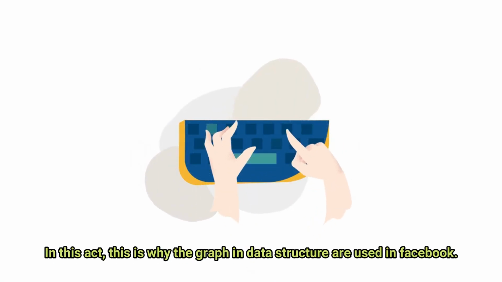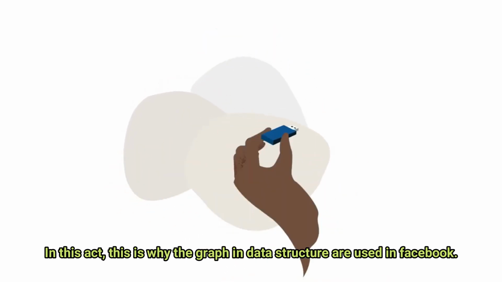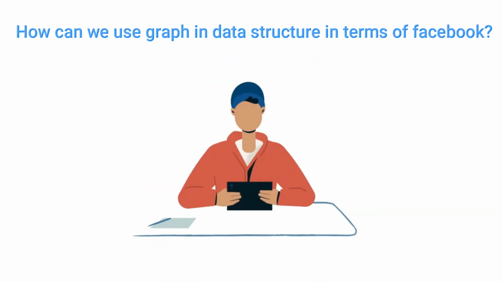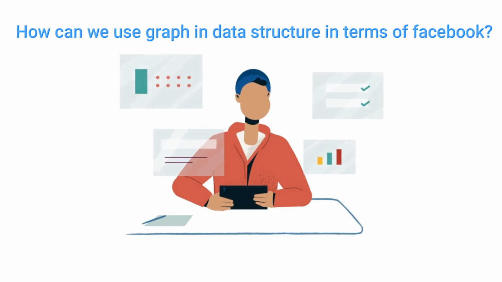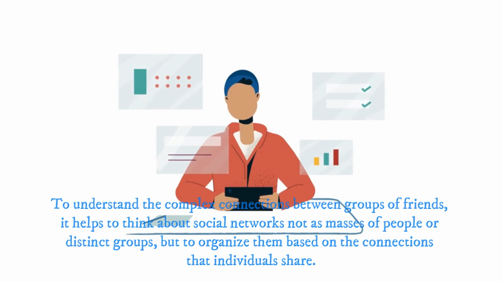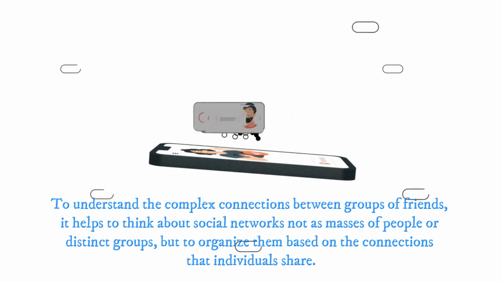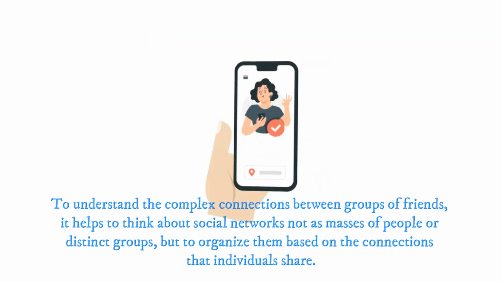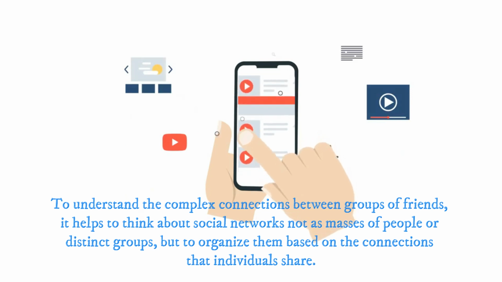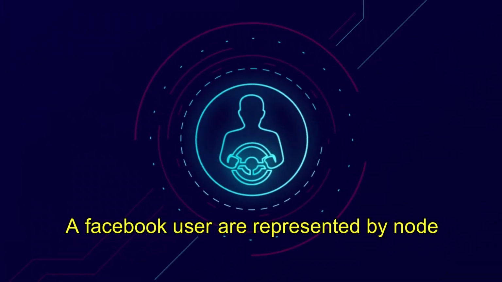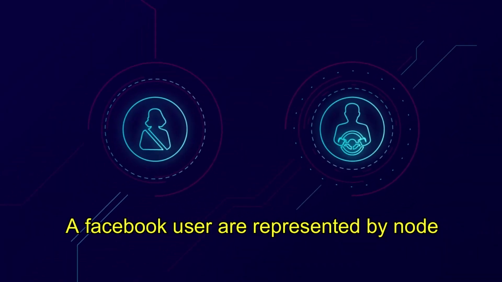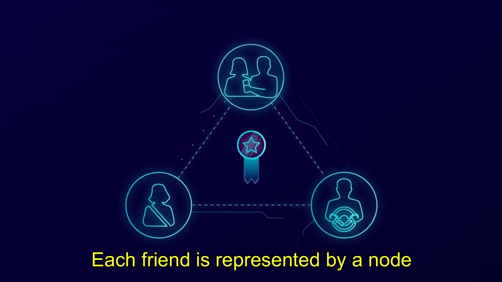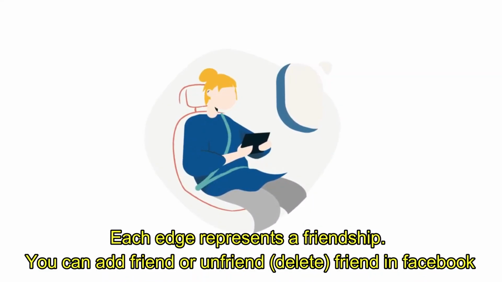In this fact, this is why the graph data structure is used in Facebook. So how can we use graph data structure in terms of Facebook? To understand the complex connections between groups of friends, it helps to think about social networks not as masses of people or distinct groups, but to organize them based on the connections that individuals share. A Facebook user is represented by a node, each friend is represented by a node, and each edge represents a friendship.